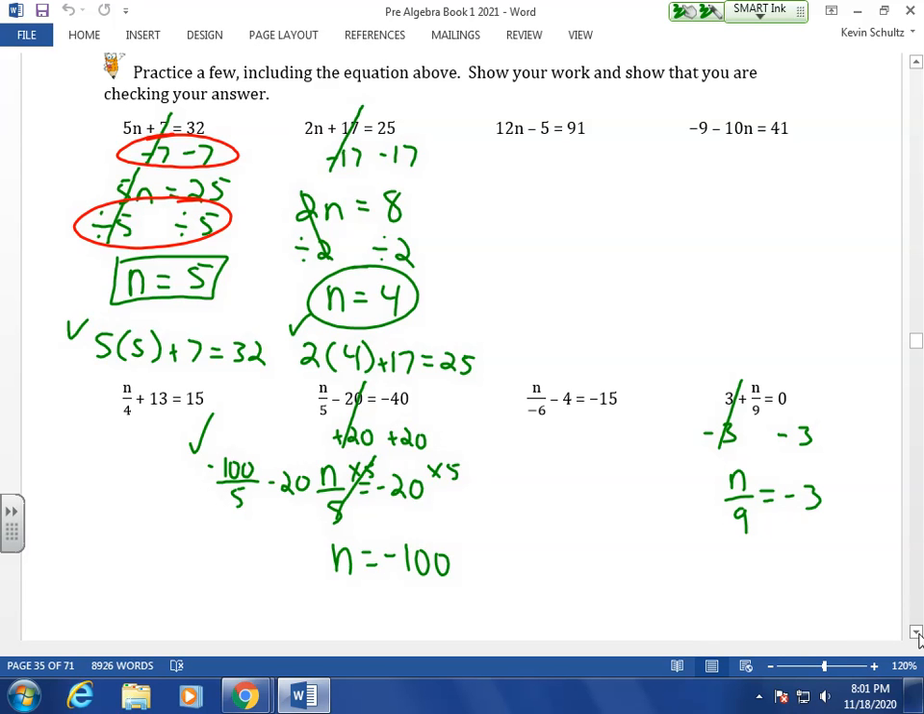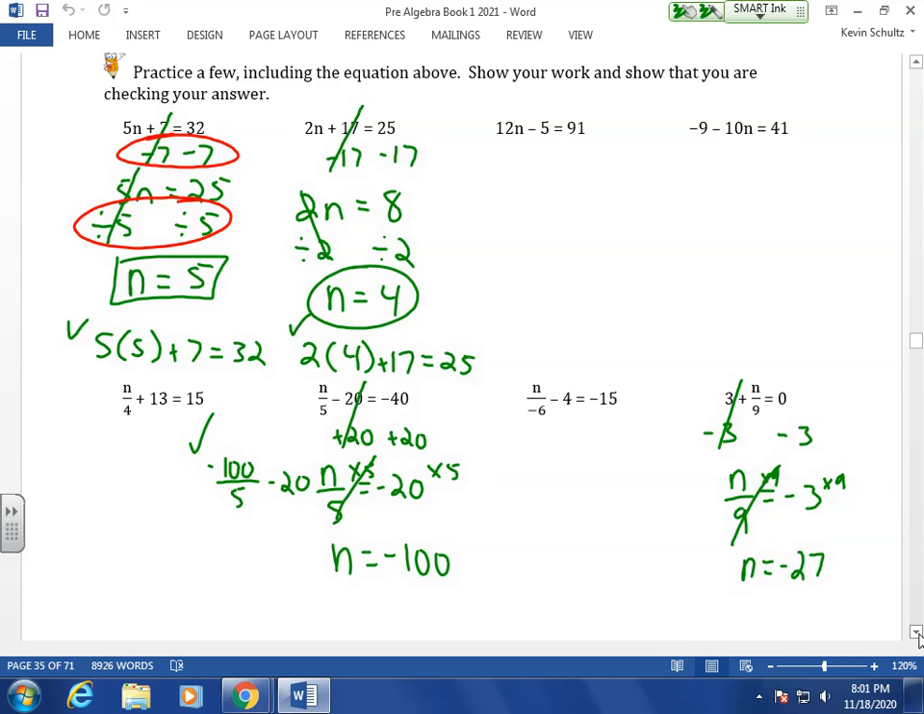Now, in that original equation, we've got n divided by 9. The opposite of that is multiplying by 9. So that's what we're going to do. Second step. Negative 3 times 9 is negative 27. Okay? And that would be our value for n.